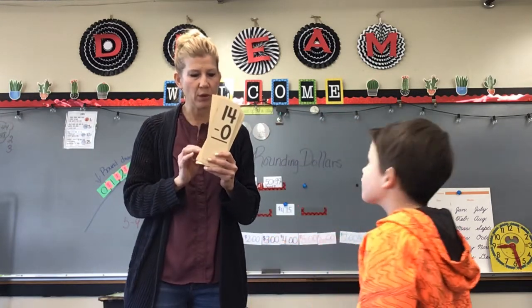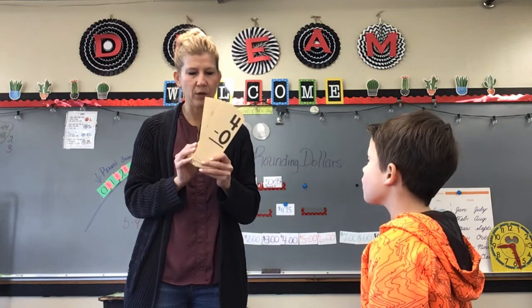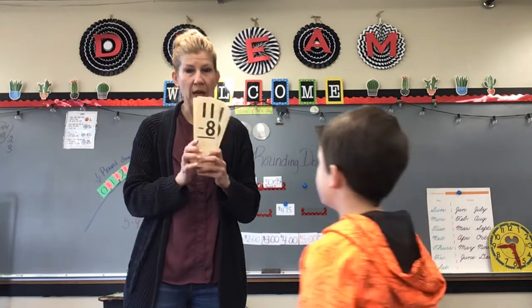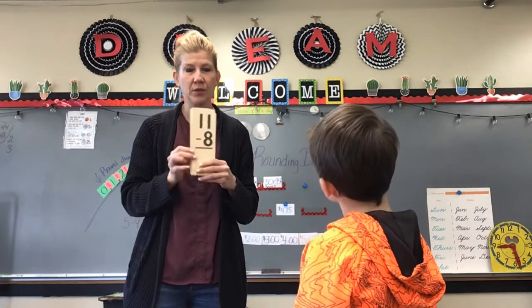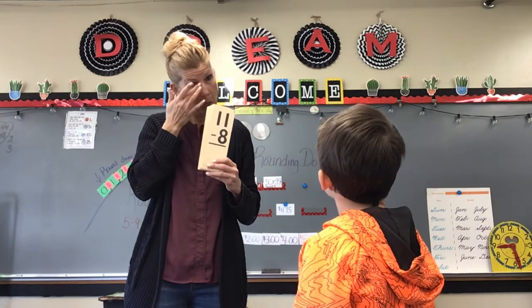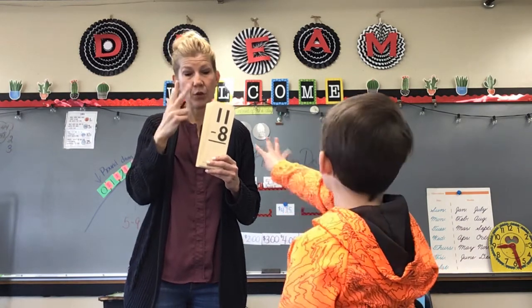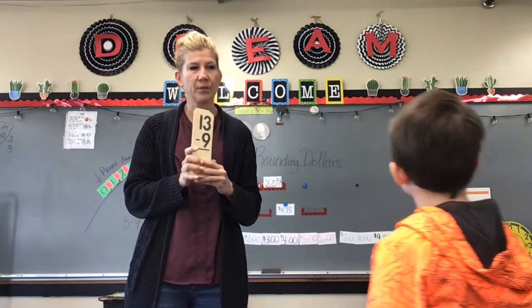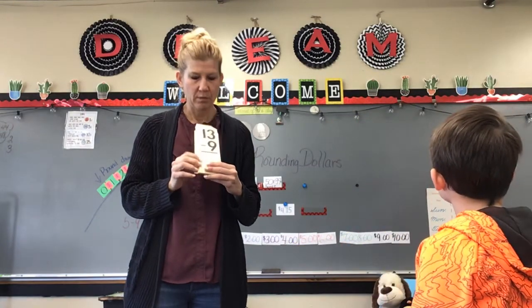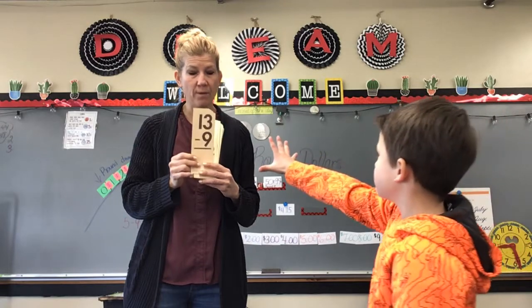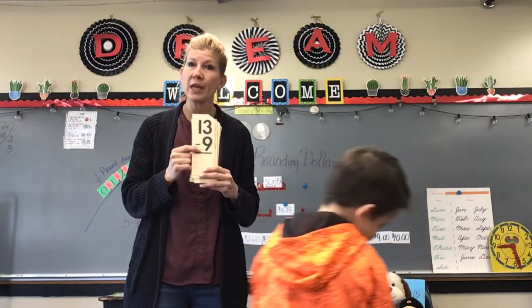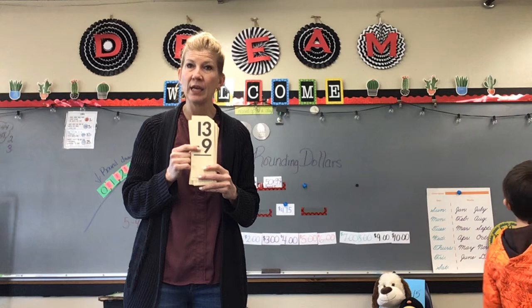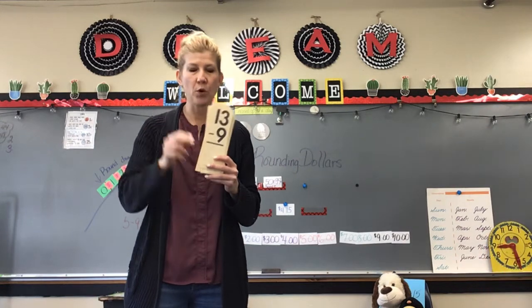All right, here's the next one. 14 minus 0 equals 14. 4 minus 0. 4. Good. 11 minus 8 equals 3. 13 minus 9 equals, did you say 4? Remember, you can just count the numbers after 9. 10, 11, 12, 13. That was 4 numbers.